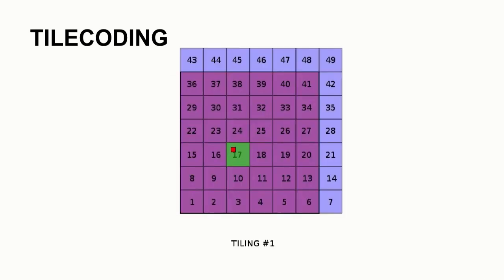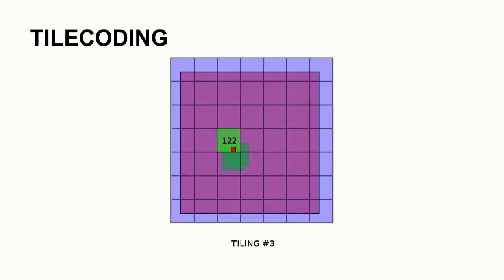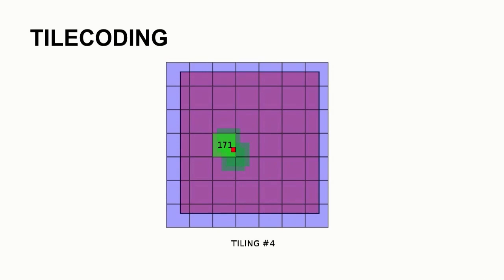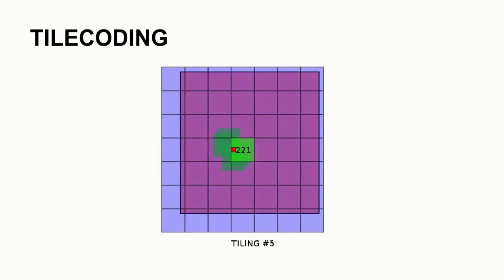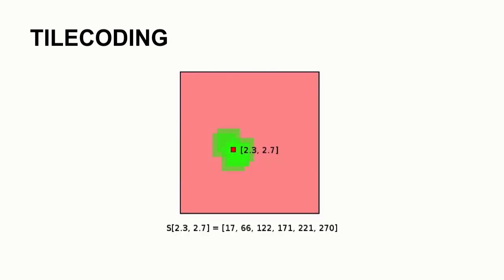So here we have tiling 1 with its 49 indices. We can see that tile 17 lies in the range of our state space. We will record this integer and continue by sliding the tiling and creating a new tiling. Here on tiling number 2, you can see tile 66 is activated. We continue with 122 on tiling 3, 171, 221, and finally 270 on tiling number 6. We can now represent an area based upon the current state space by using 6 integers.